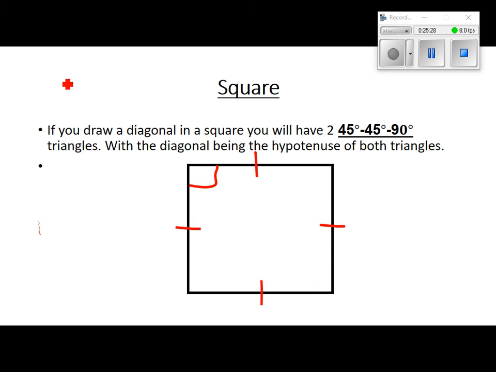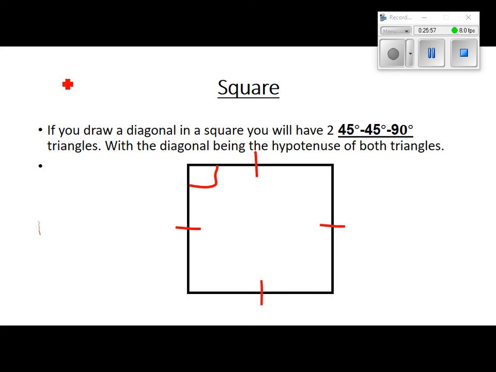Write this down, a square. If you're given a square and you draw a diagonal in that square, guess what kind of triangles you have? Right isosceles, 45, 45, 90 triangles. Both of them. So I have this square here. How do I know that's a square? All four sides are congruent and it has a right angle.